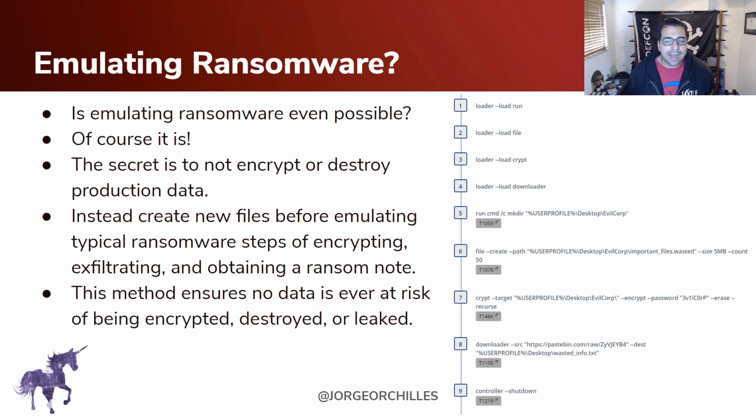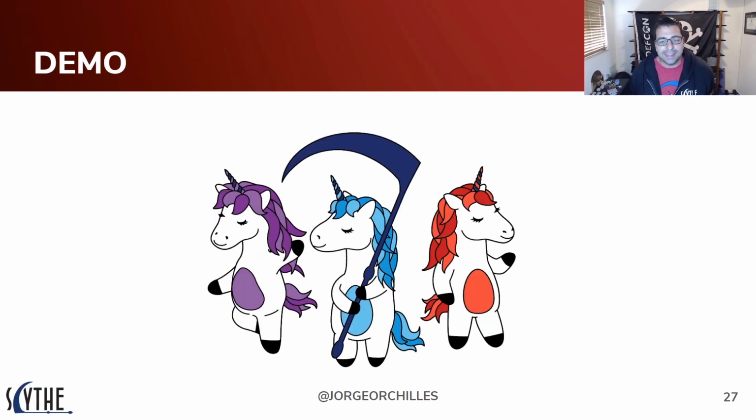And then we're going to download a ransom note from a Pastebin that I created that's very similar to the ransom note from Wasted Locker. And we're going to put that on the desktop so that it shows. And then, of course, we're going to shut down and clean up after ourselves. So let's take a look.